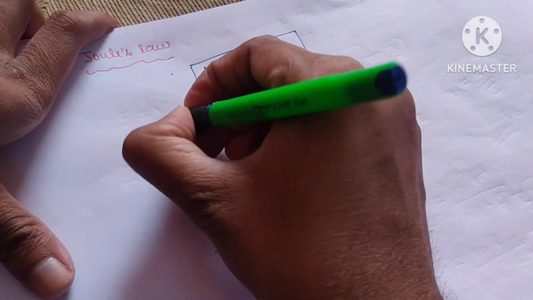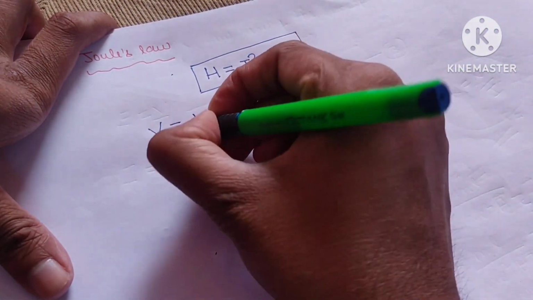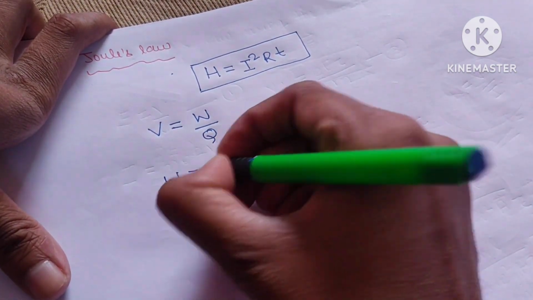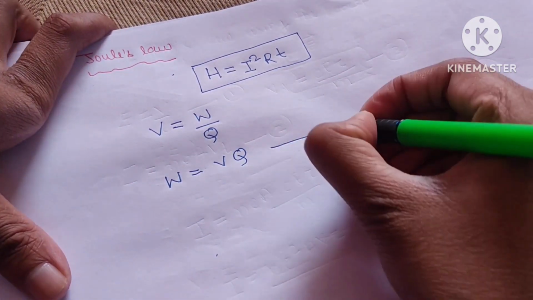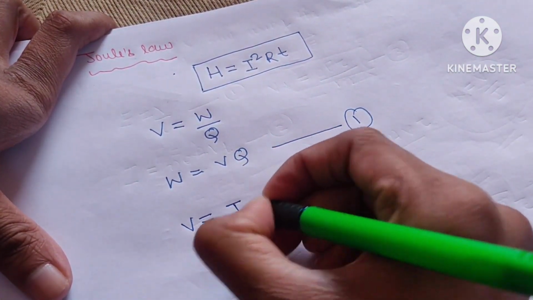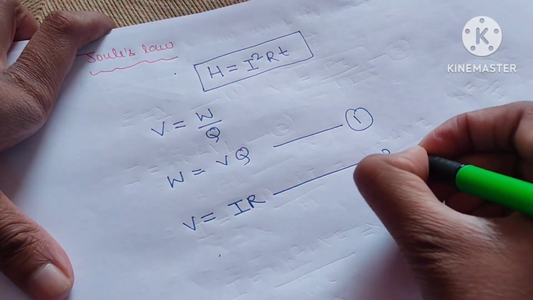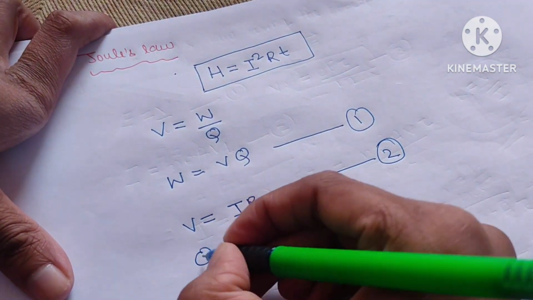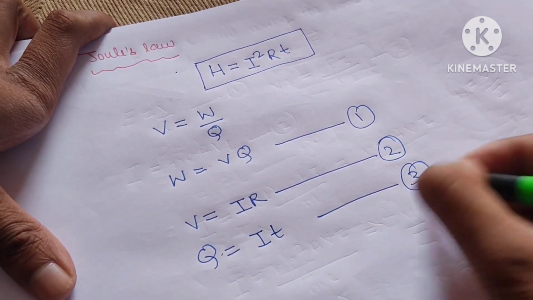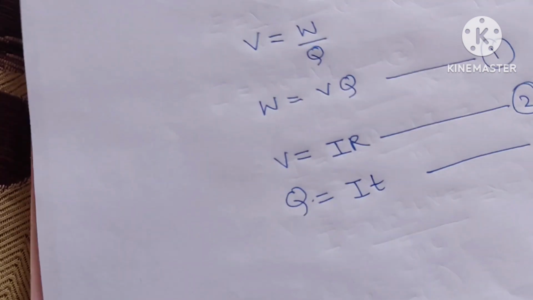The potential difference is equal to work done by charge Q, and work done is equal to V into Q. Take this as equation 1. And from Ohm's law, I is equal to V by R, equation 2. And we know Q is equal to IT from the definition of current.